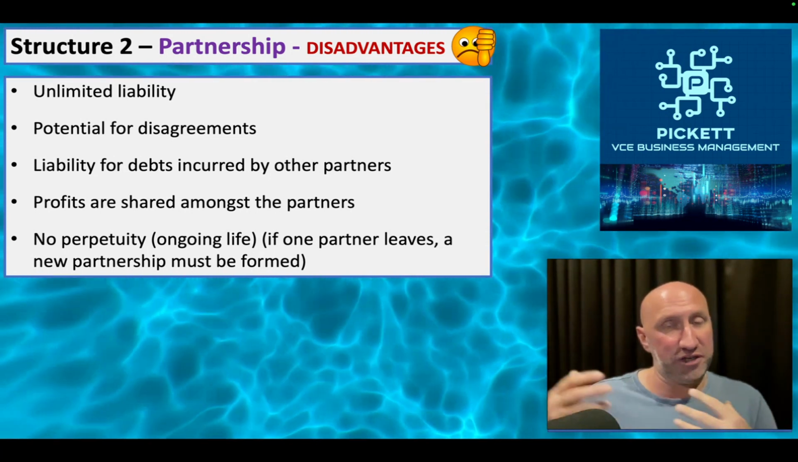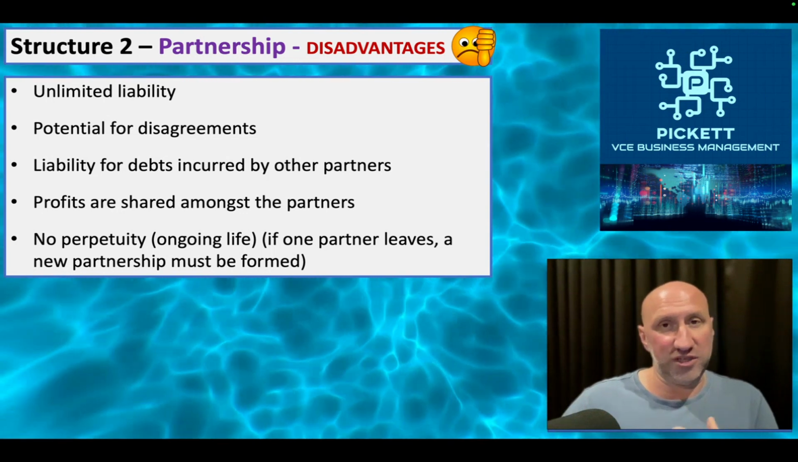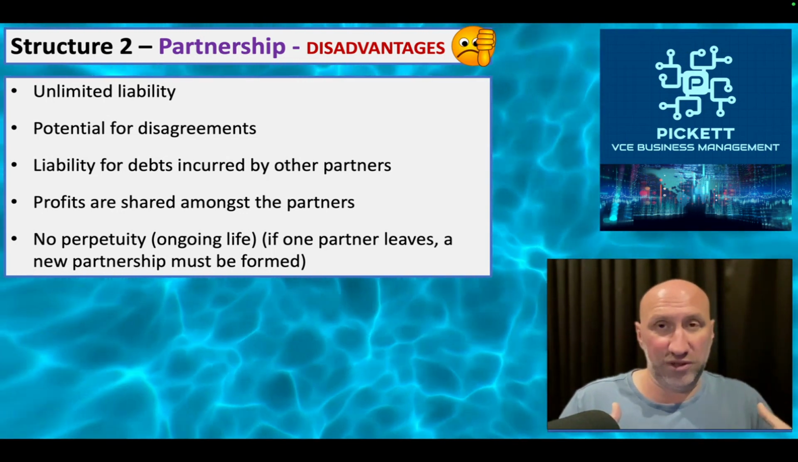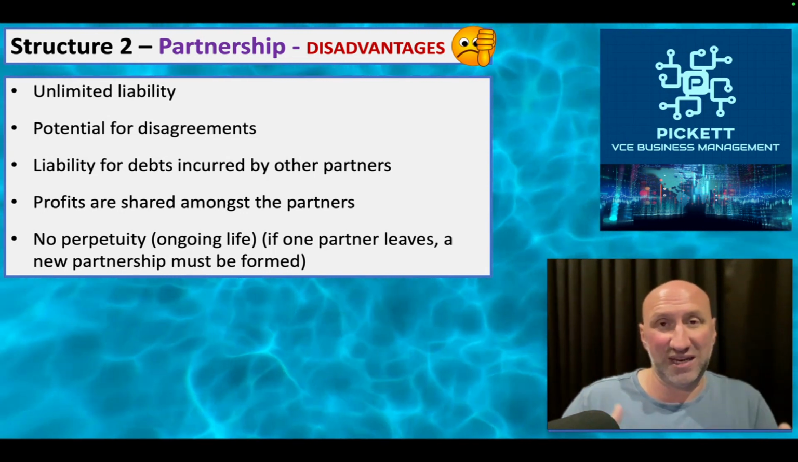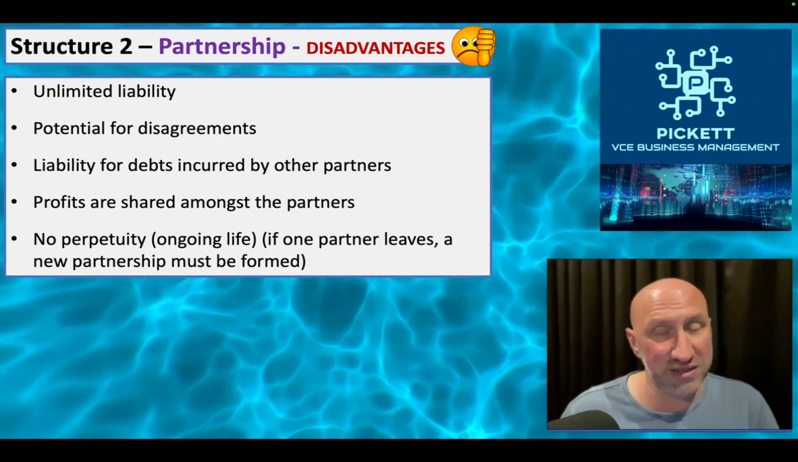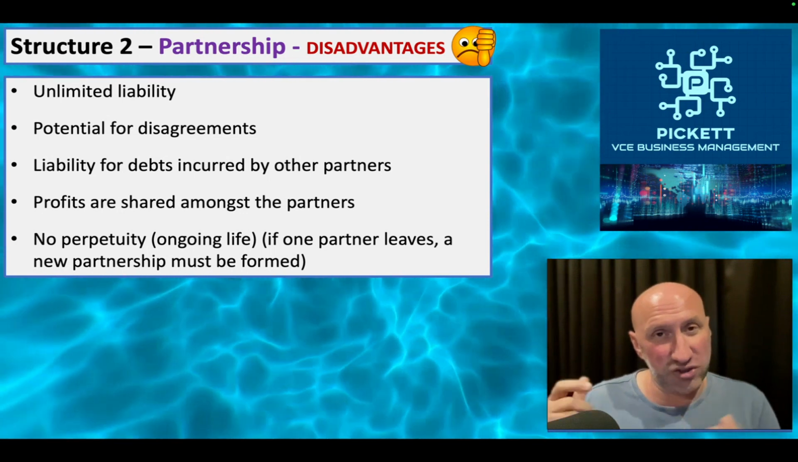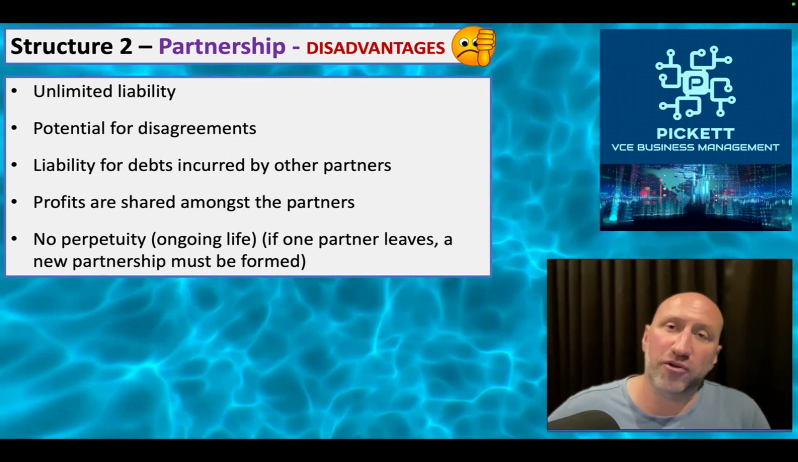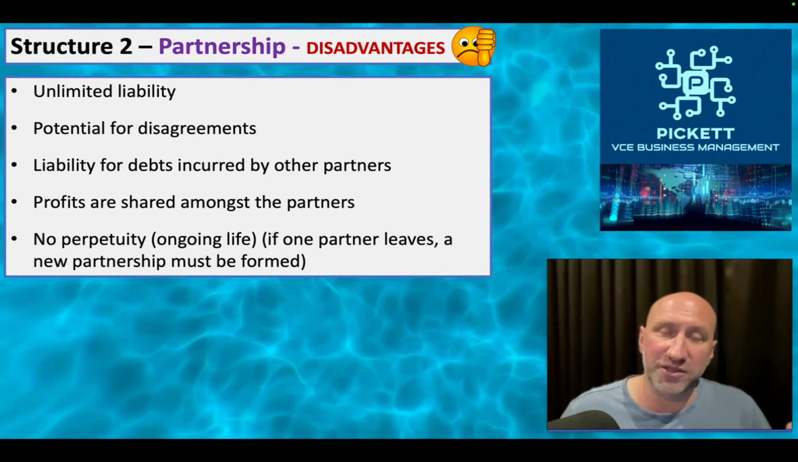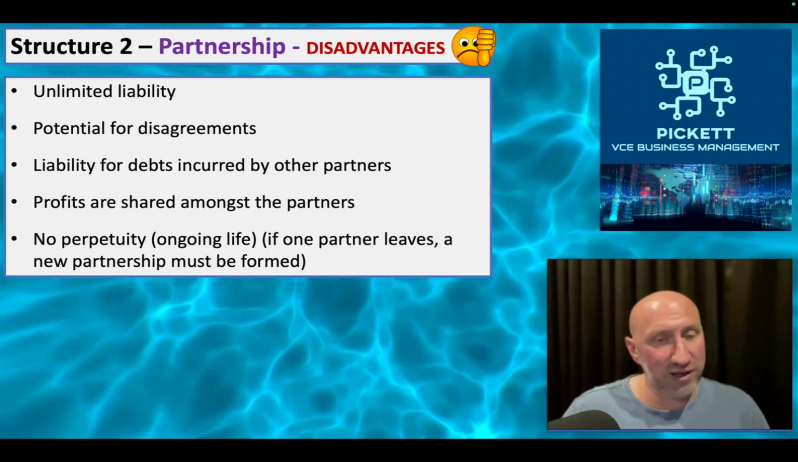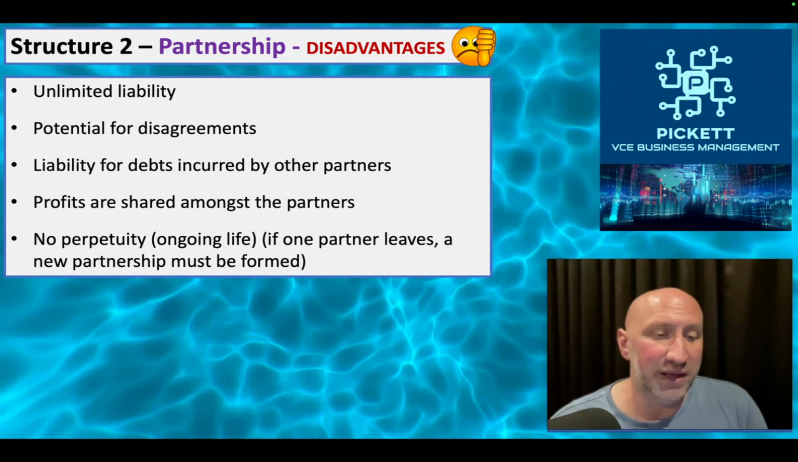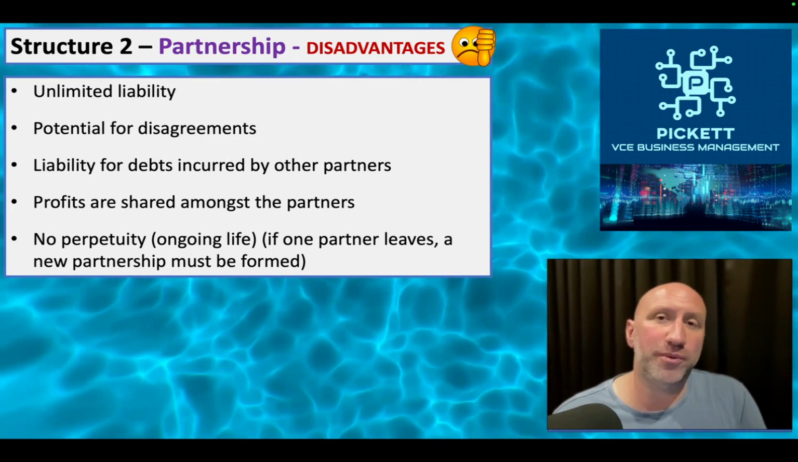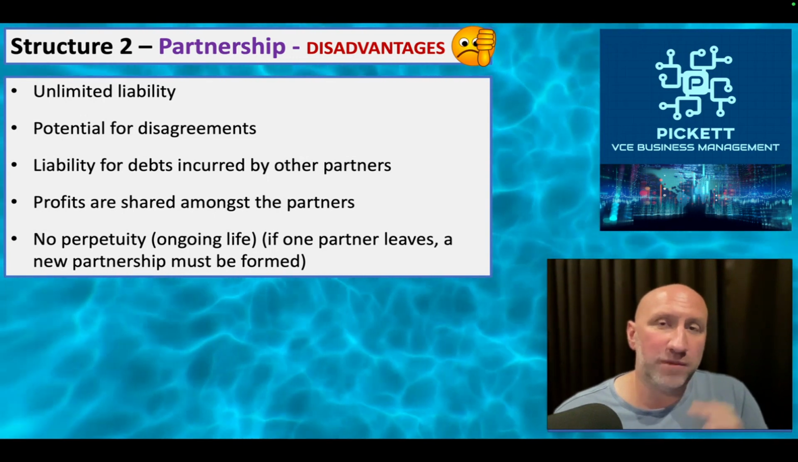So you're really trusting these other partners to be doing the right thing, because you've got unlimited liability, your own personal assets could be at risk because of mistakes other people involved in the business, the other partners, make. So there's an extra level of danger or risk there. Of course, now we're sharing the profit amongst a range of partners as opposed to taking it all ourselves, like with a sole trader. And one other new one here, there is no perpetuity to our business.